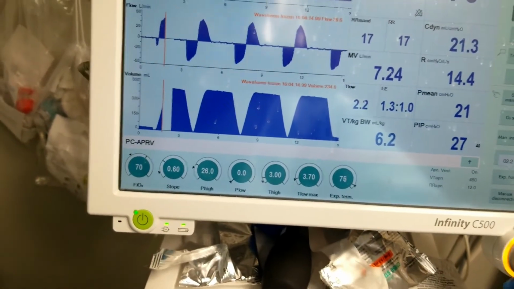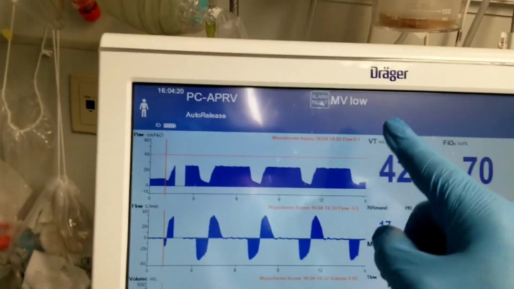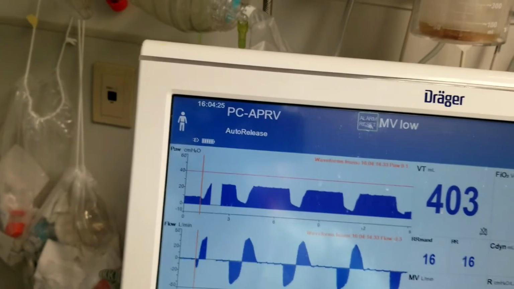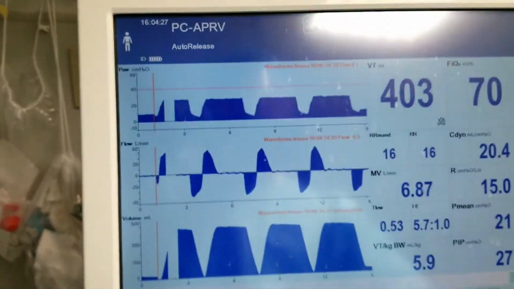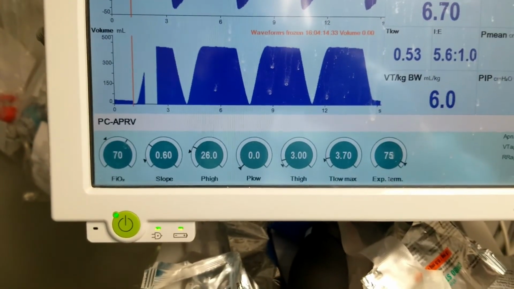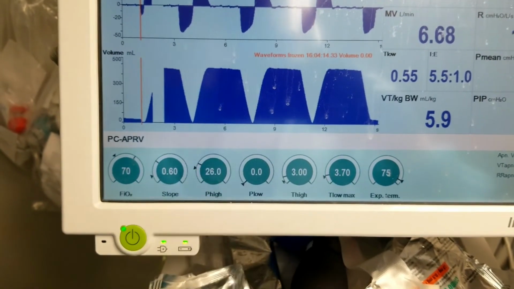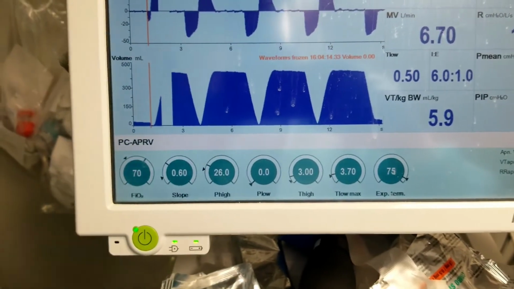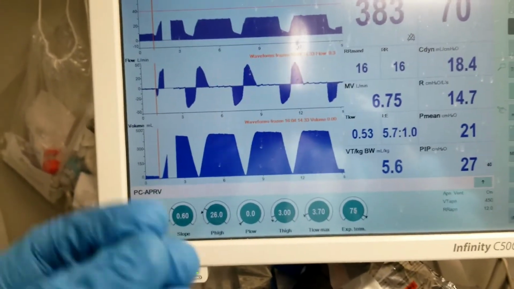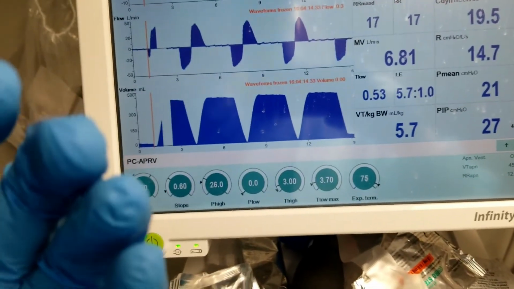Let's see. So this is 9. So 19, 20, 22, 23, 24, 25, 26. So now we have 17 of a drive pressure. It's a little bit high, but that's because I've been incrementally increasing this. When we were at 23, the drive pressure was around 14. But as recruitment happens, if recruitment happens, then we'll probably be able to drop that drive pressure too.